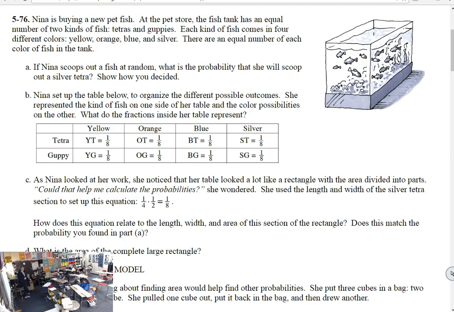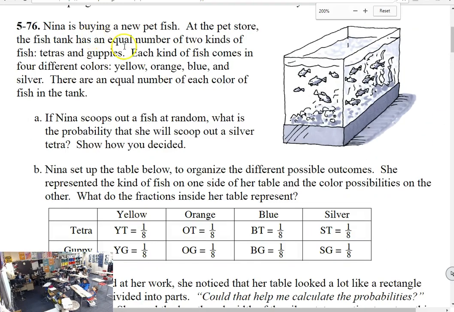So if Nina scoops out a fish at random, what's the probability it's a silver tetra? So talk with your partner. What do you think if Nina scoops out one fish at random, what's the probability it's a tetra that is silver? Now be careful, I would not look at the table necessarily yet, because we don't know if that's right or wrong or what's going on. I would only talk with your partner about what you think.